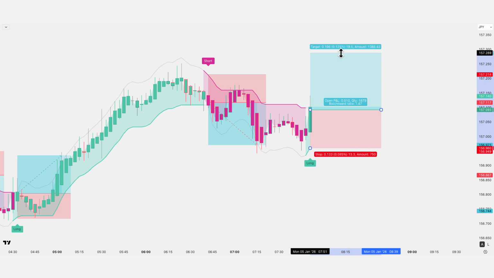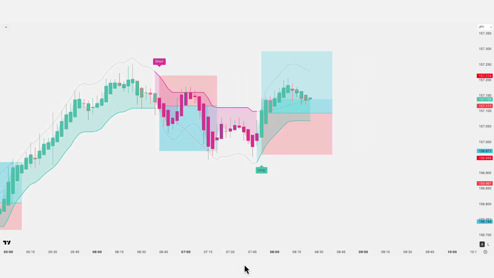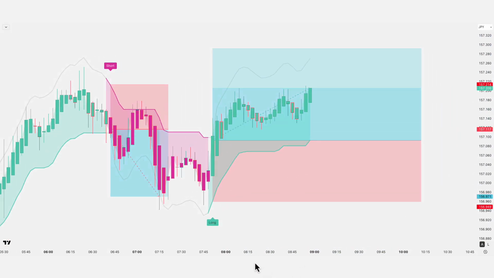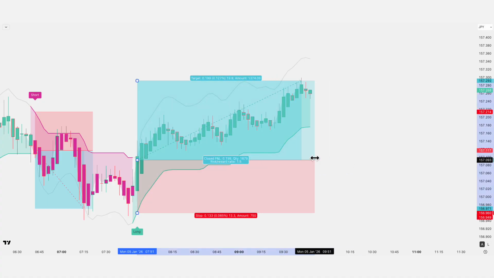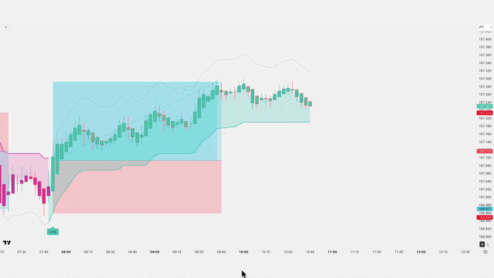Now let's talk about the most important thing: stop loss. In this setup, I place my stop loss below the green line or above the pink line, depending on the trade direction. If it's a buy trade, the SL goes below the green trail. And if it's a sell trade, the SL goes above the pink trail.